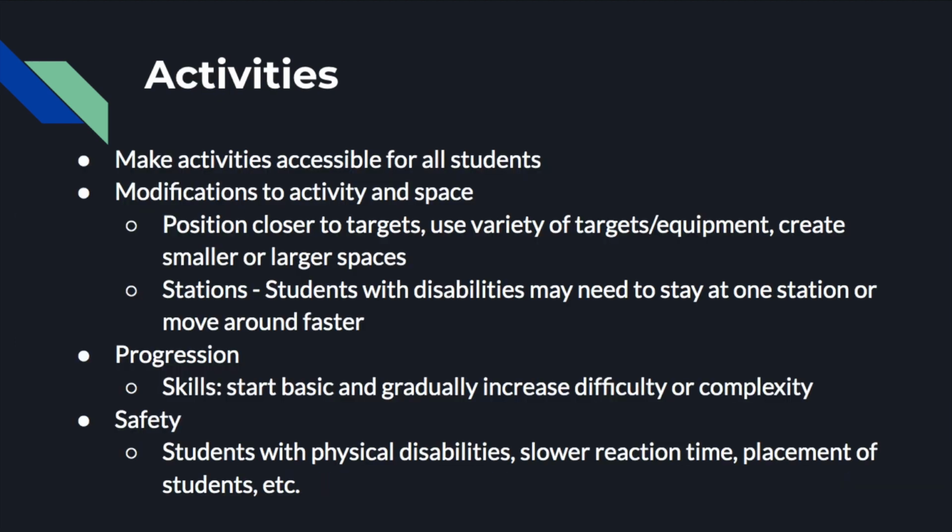Another best practice is to make all activities accessible for all students. One way to make activities accessible is to make modifications to the activity or the space. When participating in station activities, some students may need to stay at one station to allow more time for the student to learn and practice the skill. Other students may need to move through the stations faster to keep the student engaged and to reduce the likelihood of distracting behaviors. During activities, students can be positioned closer to targets.